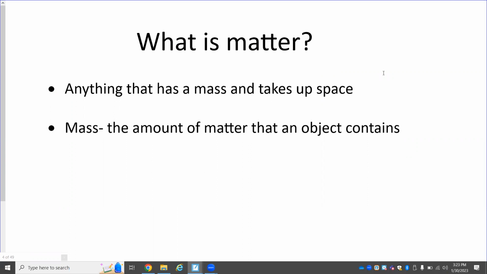So looking at what is matter, it is anything that has a mass and takes up space. So mass is the amount of matter an object contains. So it's anything that contains particles and takes up space. Even gases that are around us are made up of particles and take up space. So every substance we know of is considered to be matter.